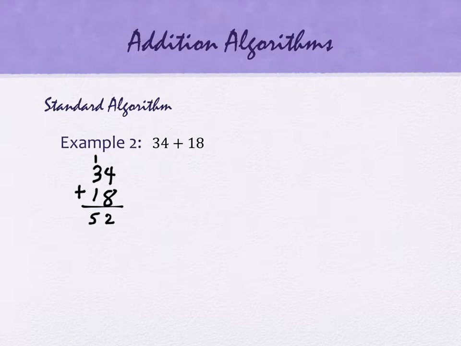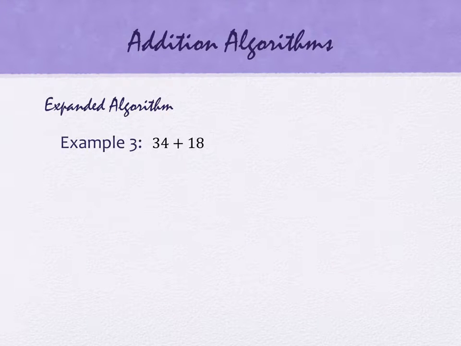Okay? Now, the next one is much like the one we just did. It's called the expanded algorithm, and it's kind of a mix between the standard algorithm and the concrete model. So let me show you how it looks. And there are some variations of this, but the basic idea is to take the number 34 and to write it as 30 plus 4, and to take the number 18, and write it as 10 plus 8. So you're isolating the value of the place that it's in.